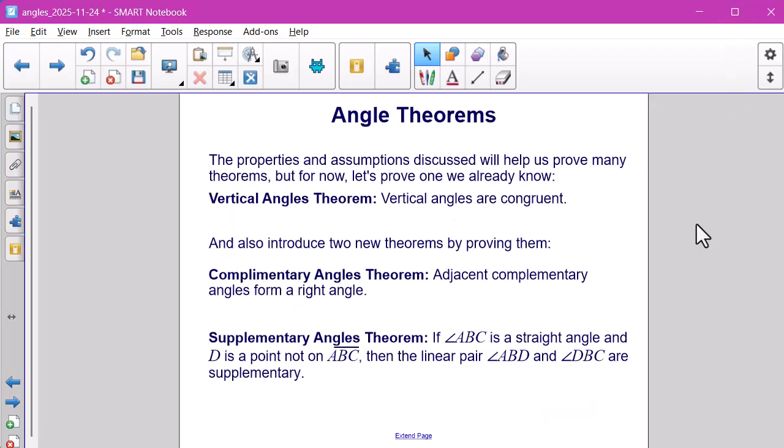The properties and assumptions discussed will help us prove many theorems, but for now, let's prove one that we already know, the vertical angles theorem. Vertical angles are congruent, and also introduce two new theorems by proving them. The complementary angles theorem states that adjacent complementary angles form a right angle, and the supplementary angles theorem states that if angle ABC is a straight angle and D is a point not on segment ABC, then the linear pair angle ABD and angle DBC are supplementary.